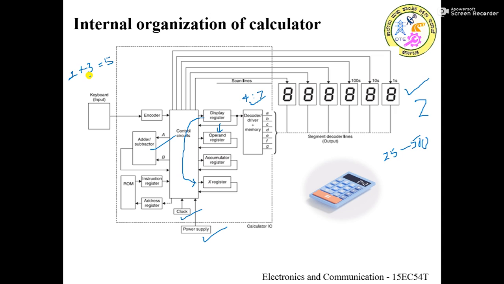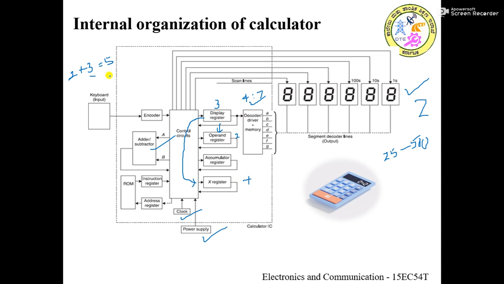Okay, next again he will enter one more operand, that is 3. That 3 goes into the display register. This means in the operand register the value 2 is there, and in the display register the latest value, that is 3, is there, and the operation code is stored in the X register.